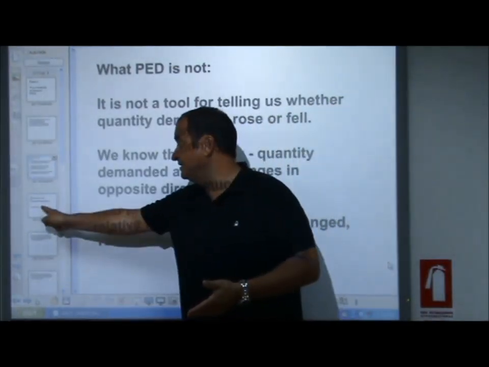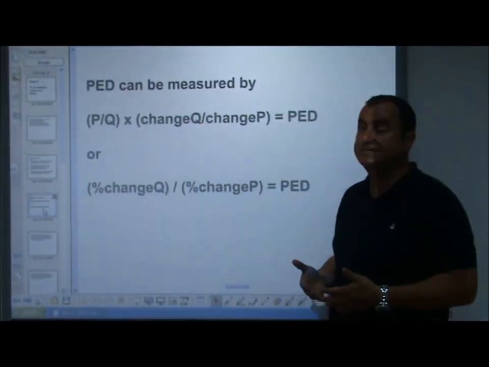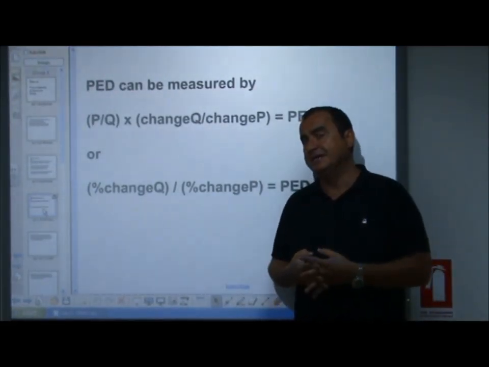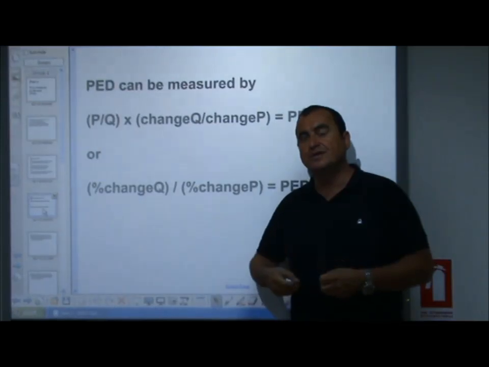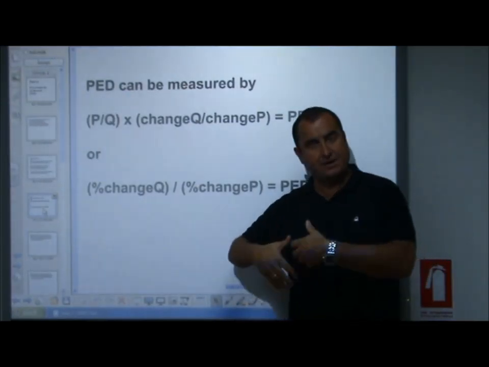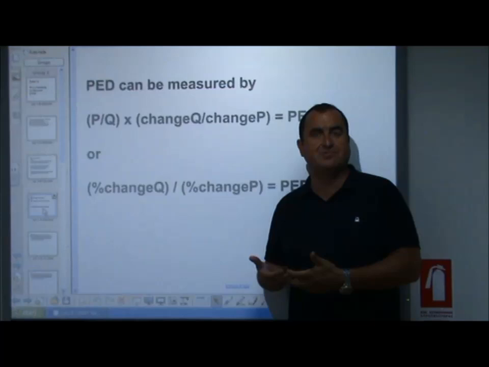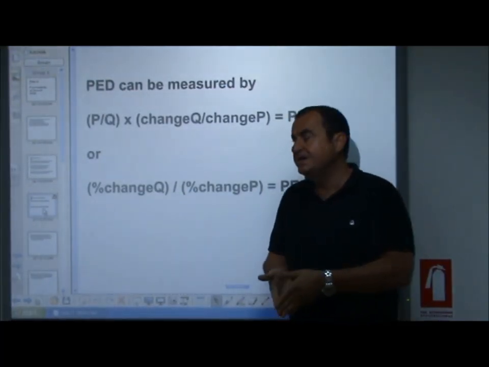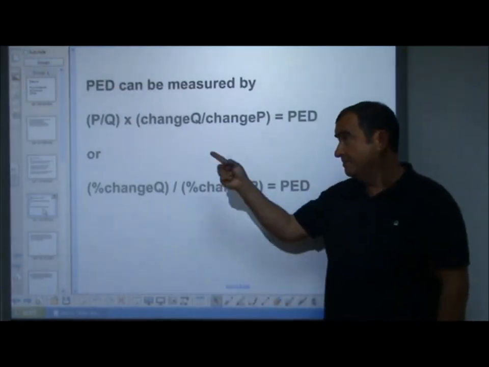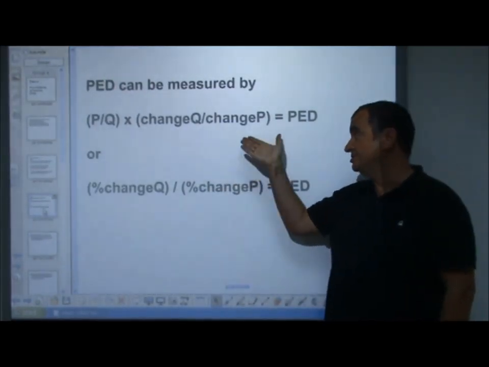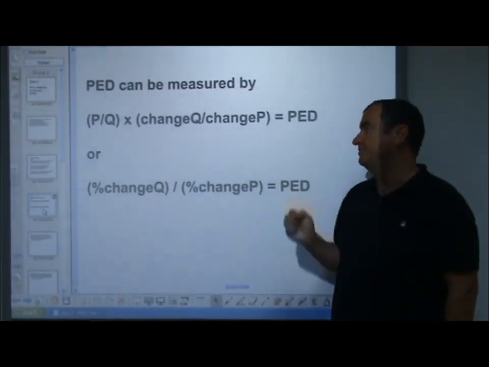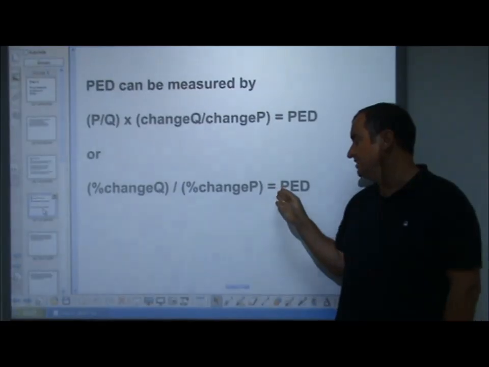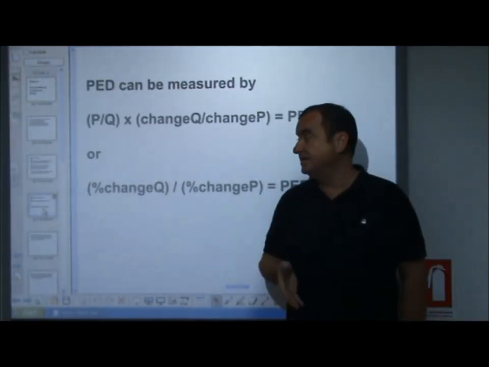Now, there are two ways of measuring PED. There are two equations, because we can place a value on PED. By measuring how the quantity demanded changes when the price changes, we can place a value on that price elasticity of demand measurement. And there are two equations by which we can do it. P over Q times change in Q over change in P will give us the PED value, or percent change in quantity divided by percent change in price will also give us the PED value.